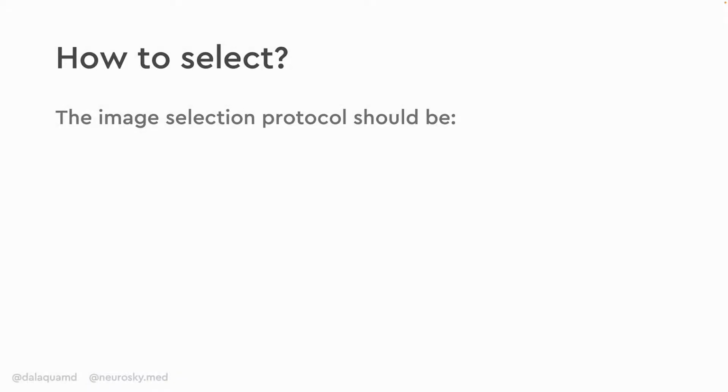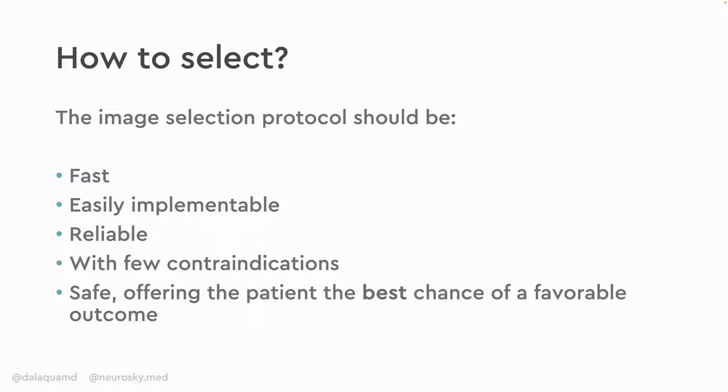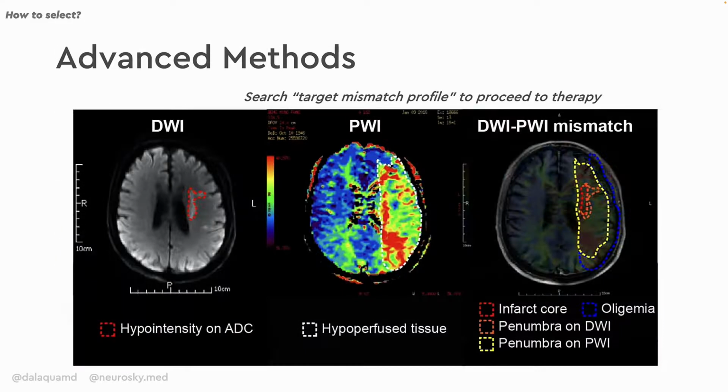So how should we select? Imaging selection protocol should be fast, should be easily implementable, should be reliable, with few contraindications, and overall safe, offering the patient the best chance of a favorable outcome. So what are the advanced methods that nowadays are available?